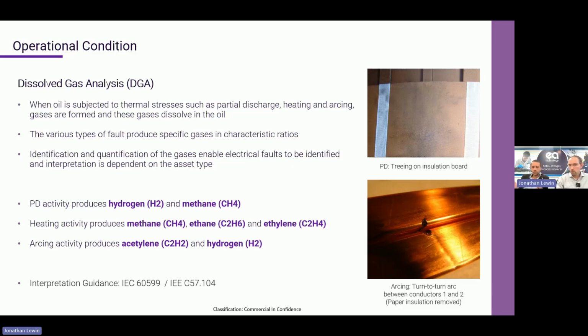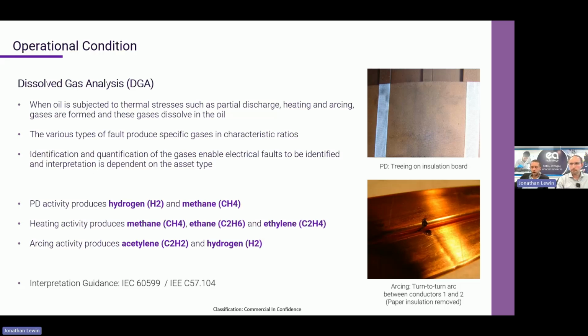So as an insulating fluid in an asset is exposed to thermal stresses, characteristic gases are generated within the oil, and which gases are generated are characteristic of the temperature achieved during that activity. So by looking at these gases through dissolved gas analysis, we can garner a good understanding as to how that asset is operating in service.